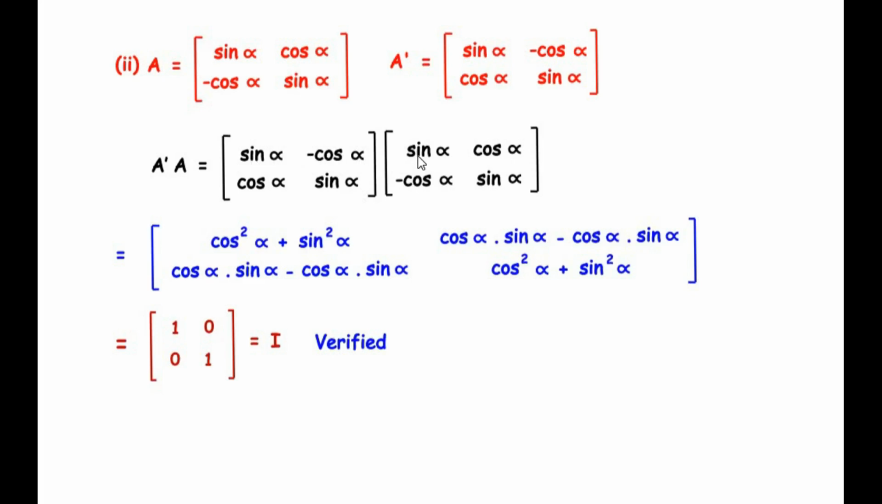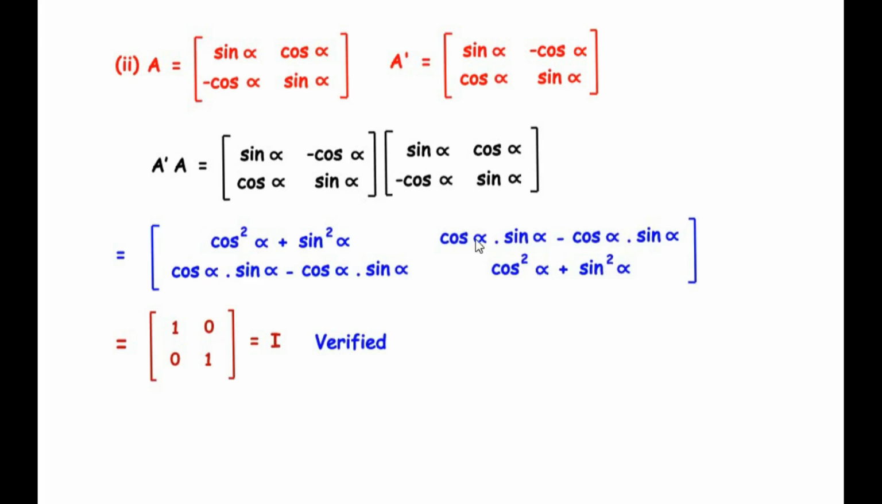So sin alpha times sin alpha gives us plus sin square alpha, and minus cos alpha times minus cos alpha gives us plus cos square alpha. Now first row and second column, sin alpha times cos alpha minus cos alpha times sin alpha. Now the second row and first column, cos alpha times sin alpha plus sin alpha times minus cos alpha gives us minus cos alpha sin alpha. Now second row and second column, cos alpha times cos alpha is cos square alpha, plus sin alpha times sin alpha is sin square alpha.